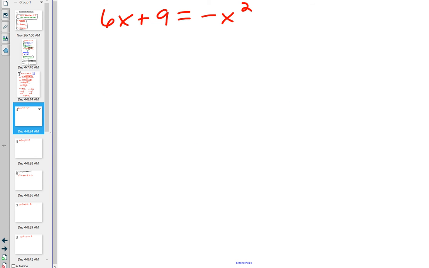Okie dokie, artichokes. Negative 2 and negative 6. What does the first step say to do? Set the equation equal to 0. Move all the terms to one side. How many terms are there?